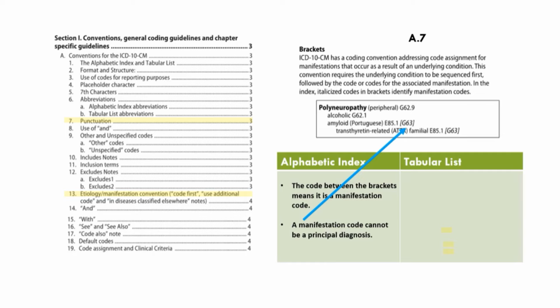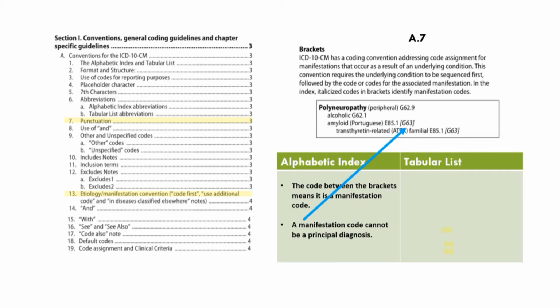Guidelines are the basis, the foundational stuff that you need to know, like what is the meaning of the bracket, what is the meaning of the excludes one, excludes two, includes note, seven character, all the different abbreviations. So those are all in your book. Just as they're listed here on the screenshot, go back and look at these. Highlight, make your notes however you need to, so that you can get familiar with what they are.